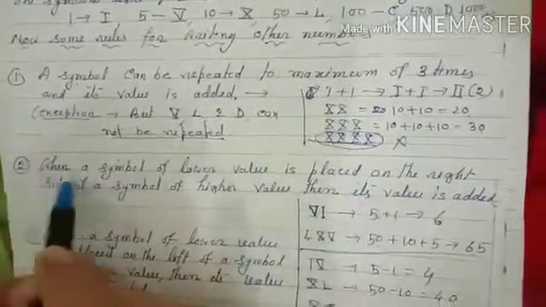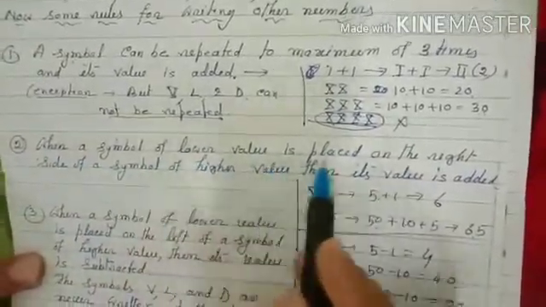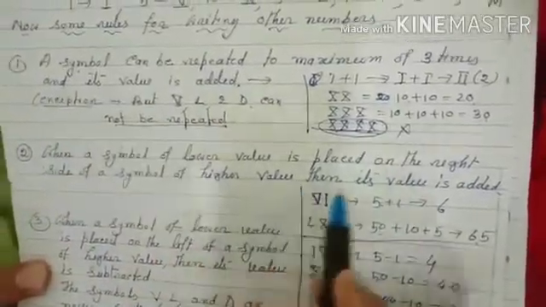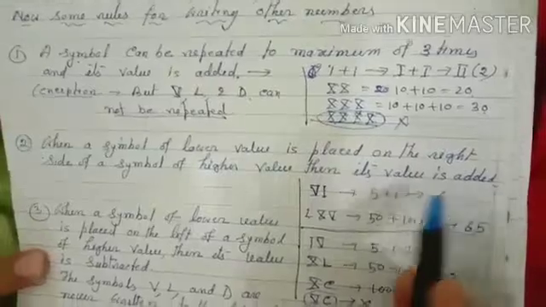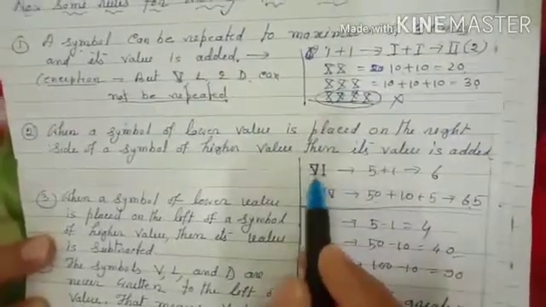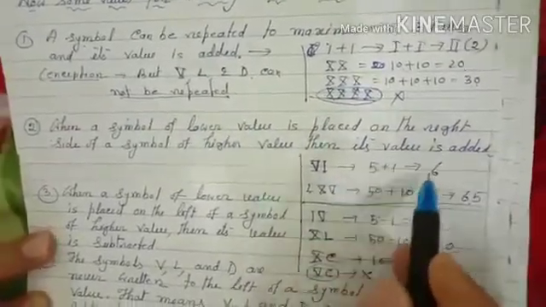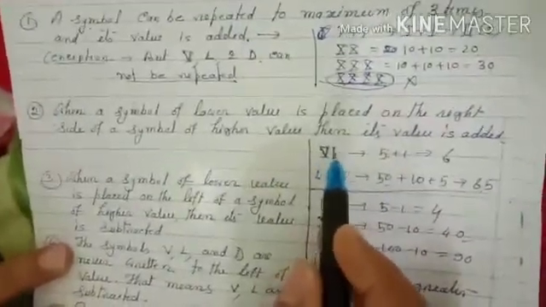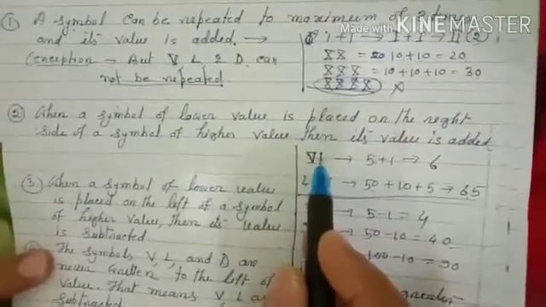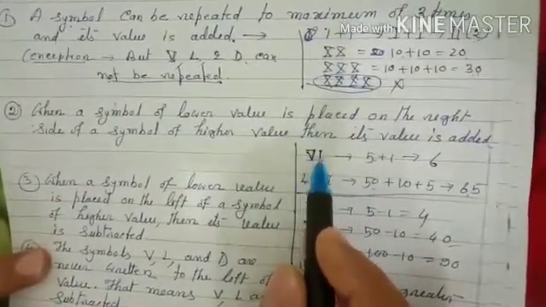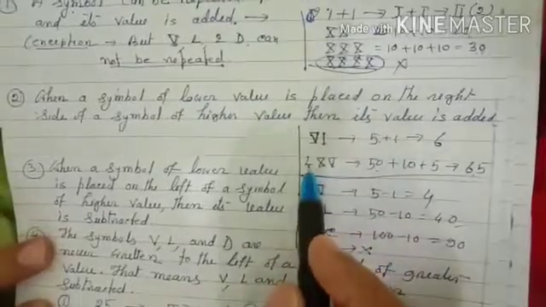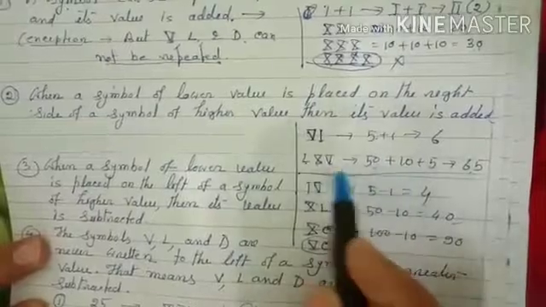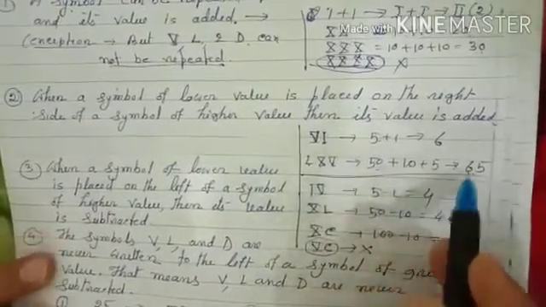Now rule number 2 is, when a symbol of lower value is placed on the right side of a symbol of higher value, then its value is added. For example, V and I. V means 5 and I means 1. So 5 plus 1 is 6. But remember, this I should be less than 5. This I value is 1, that is less than 5, so when it is written on the right side, it is added. Like L, X, V. L means 50, X means 10, and V means 5. So if you add the total, you get 65.